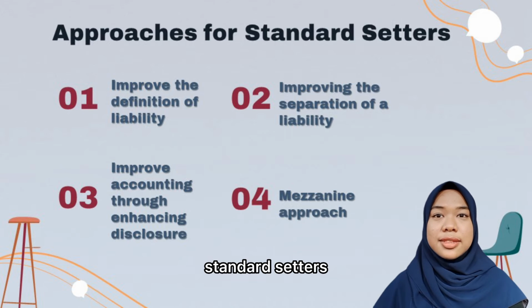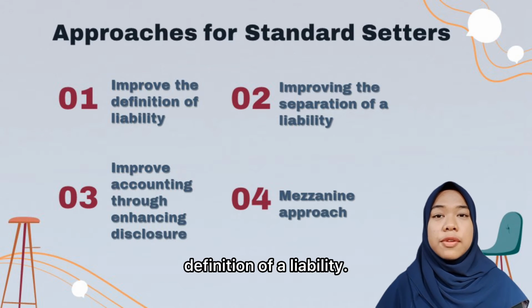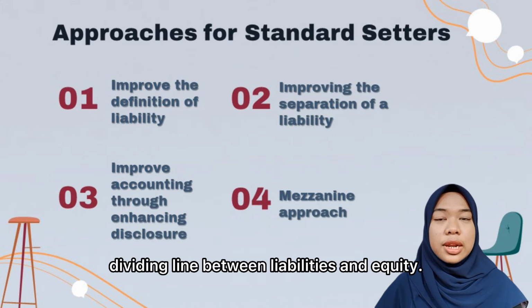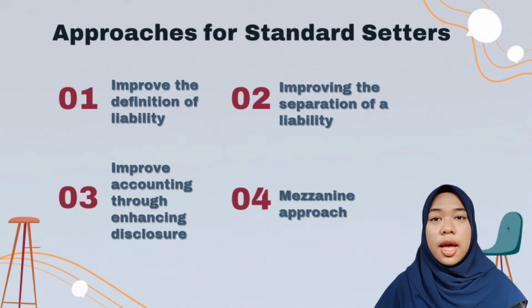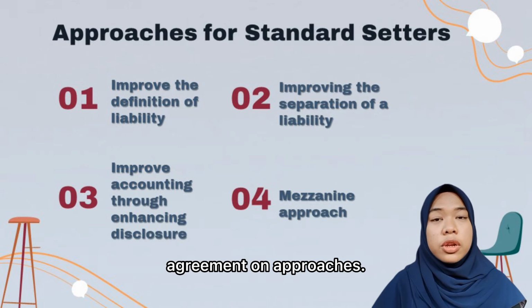Four ways the standard setters could respond to the problems. Firstly, we have to improve the definition of a liability. Standard setters have adjusted the dividing line between liabilities and equity by adding or removing exceptions, but they have not reached agreement on approaches.